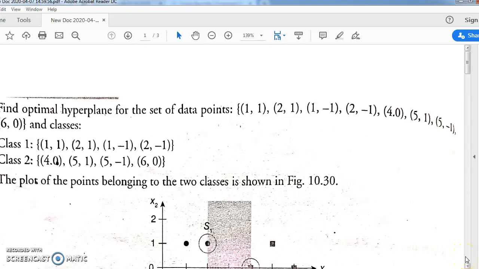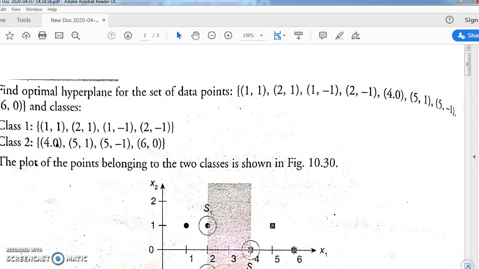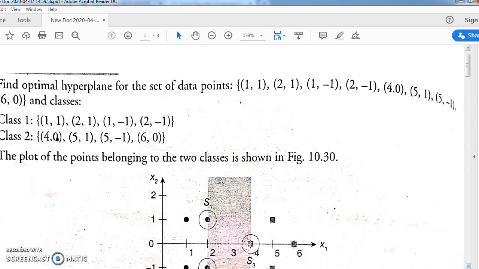Here we will see the example of SVM. The question is that we want to find the optimal hyperplane for these data points: (1,1), (2,1), (1,-1), (2,-1), (4,0), (5,1), (5,-1), (6,0), and their classification is given to you. Classification means the output. The first four points belong to class 1 and the others belong to class 2.